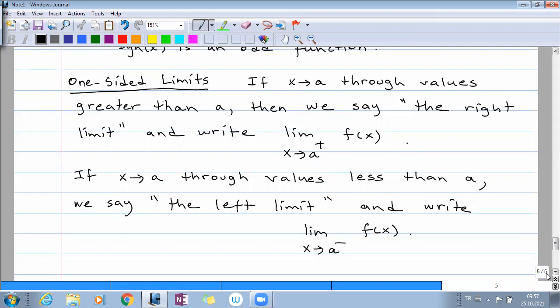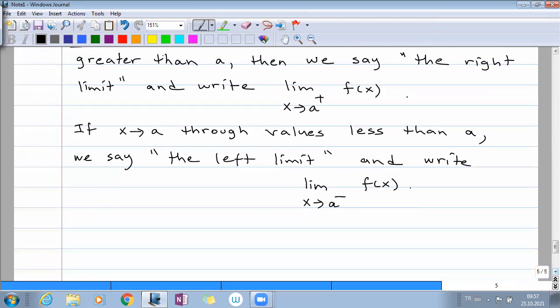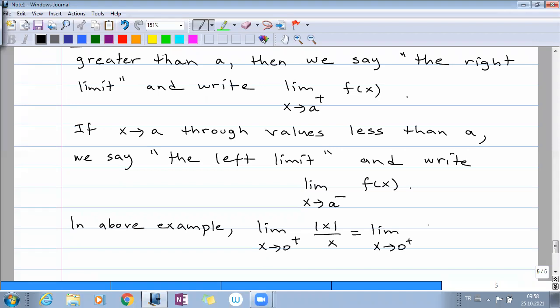So in the above example, as x approaches 0 from the right of the absolute value of x over x, as you approach from the right, it means x is positive, so the absolute value of x is x. So we cancel out x and x, we have the constant 1, so the right limit is 1.